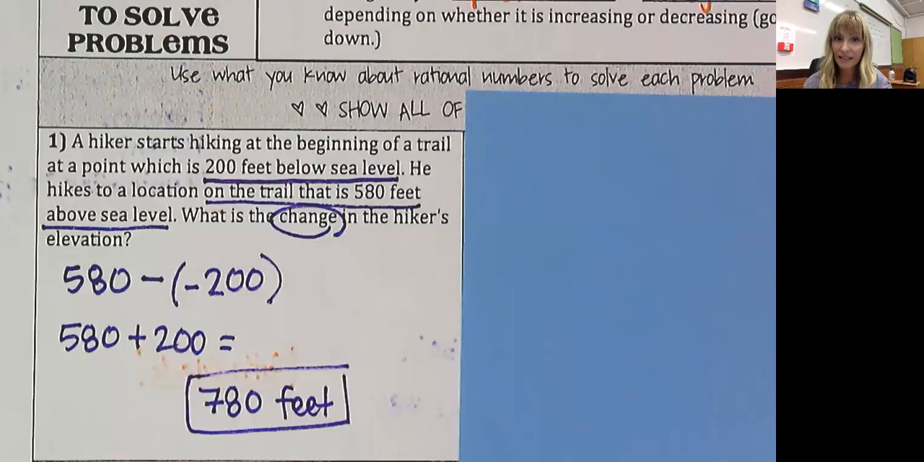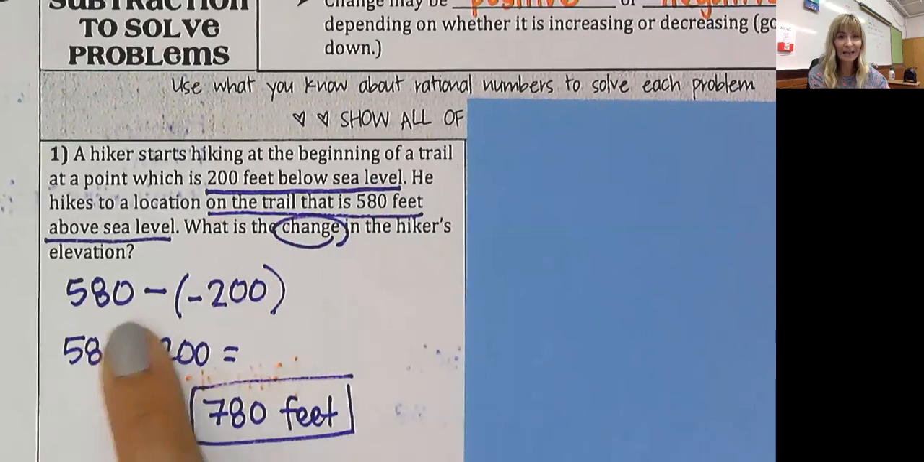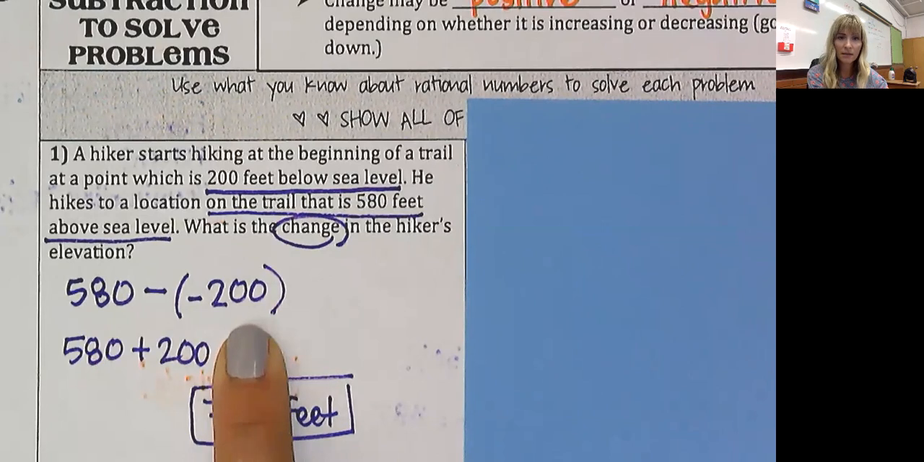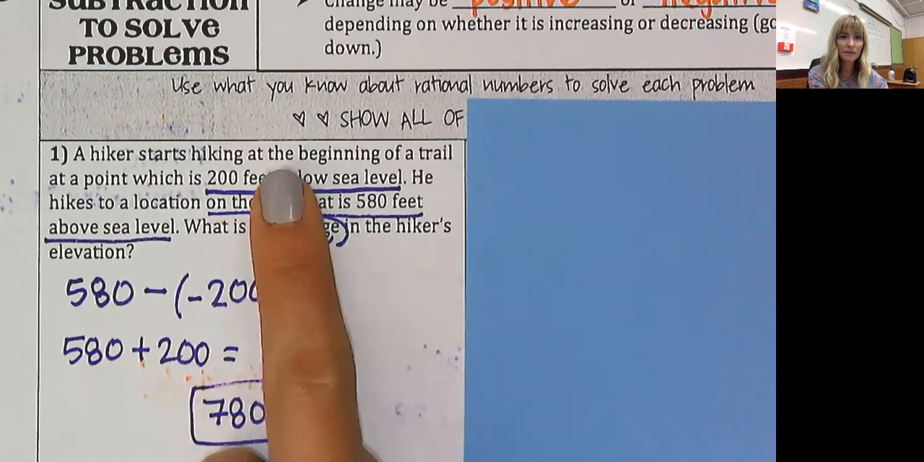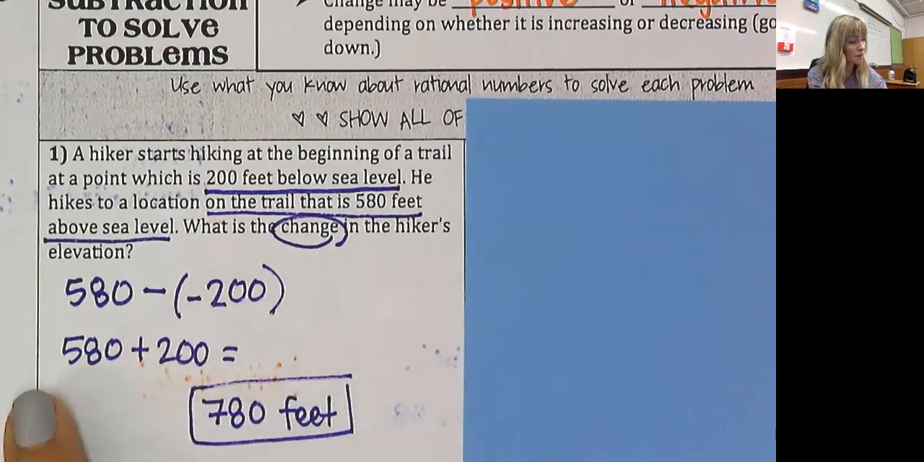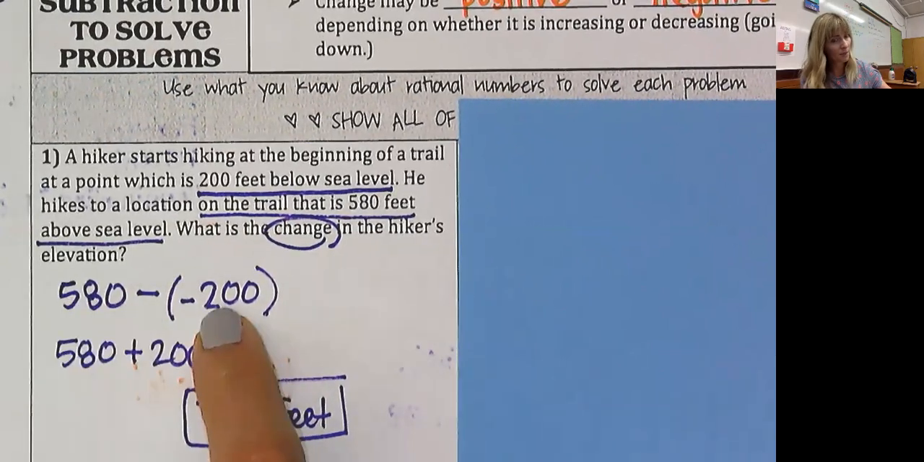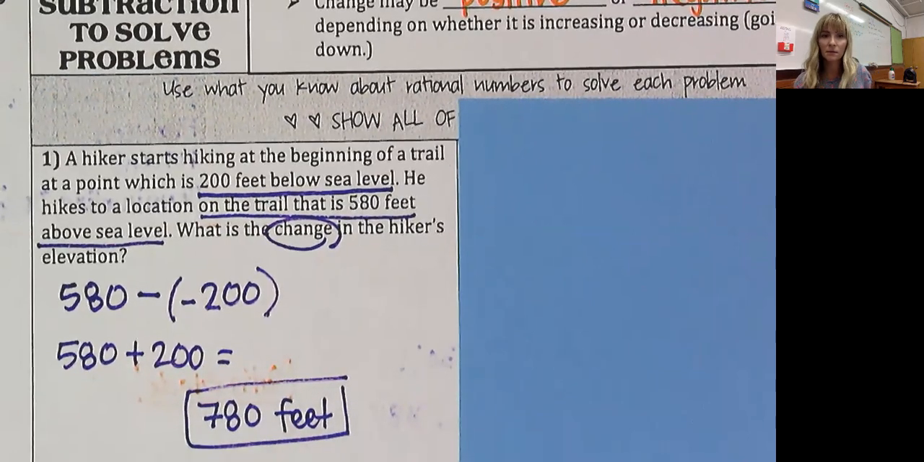All right, guys, let's see how we did. What you should be doing at this point, I'm gonna show you one problem at a time so that you don't get overwhelmed by all of it. I show you here my setup, change in the hiker's elevation. The low sea level is negative. So there's my setup. Then I changed it to addition, and then I solved it. And I'll tell you for this one, I did not use a calculator. I didn't need one for that. But I absolutely needed to show my setup, show how I changed it, show my answer. The change was 780 feet.